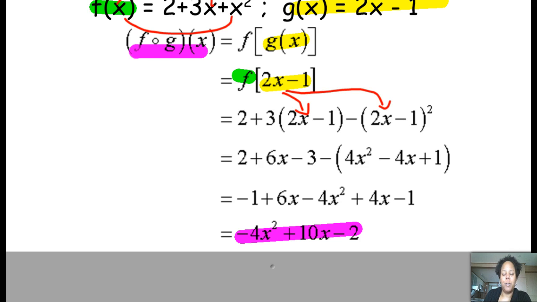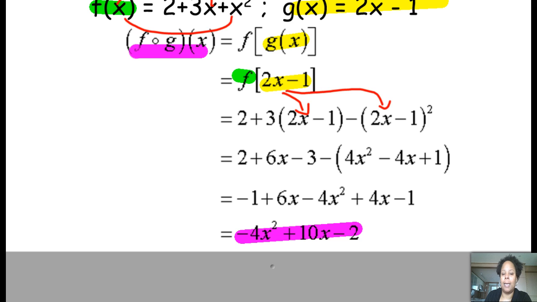All right, in class we're going to talk about domains and ranges, because if I'm going to put g into f, I need to make sure that the outputs of g are part of the inputs of f, or part of the domain of f, and I have to make sure that the outputs of f are part of the inputs of g. And we'll talk more about that in class.